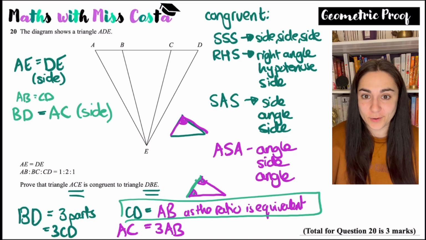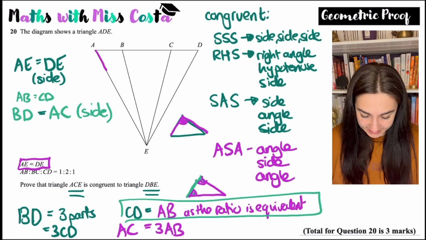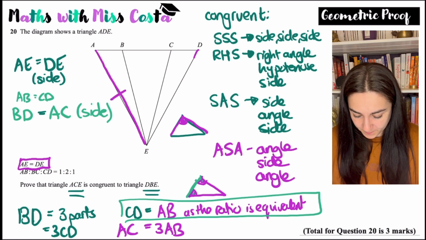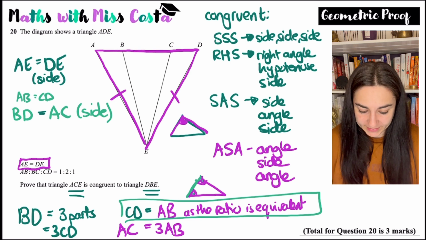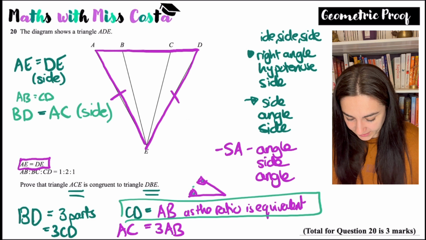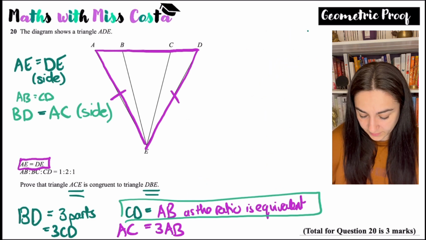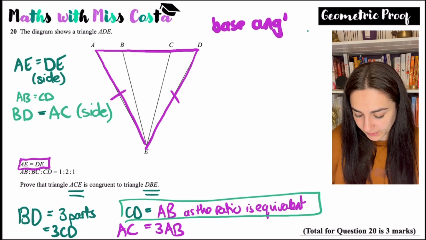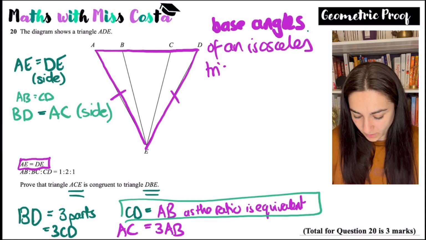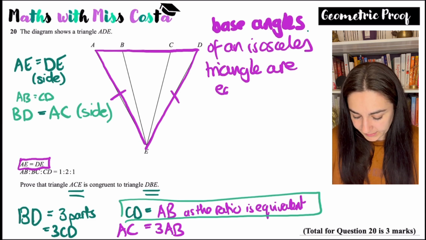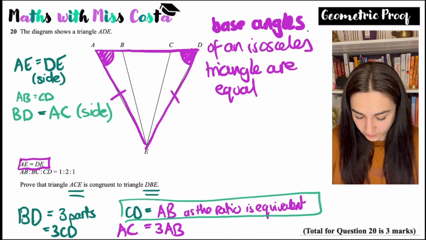So next, let's zoom out and just think about the basics that we know. Now, I know that AE equals DE. So I know that this side must equal this side. So if I just look at this as one large triangle, it makes it an isosceles triangle. So let's just get rid of this over here. So what do I know about an isosceles triangle? Well, base angles of an isosceles triangle are equal. So that means this angle here must be equal to this angle here.